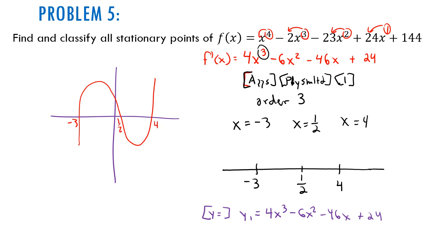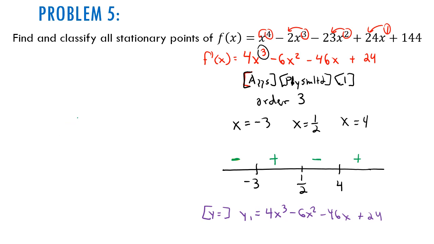So I can see to the left of -3, I am below the x-axis, so I have a minus. And then when I'm between -3 and 1/2, I'm above the x-axis, so I have a plus. Once again, between 1/2 and 4, I'm below the x-axis, so I'm a minus. And then to the right of 4, I'm above the x-axis, so I'm plus.